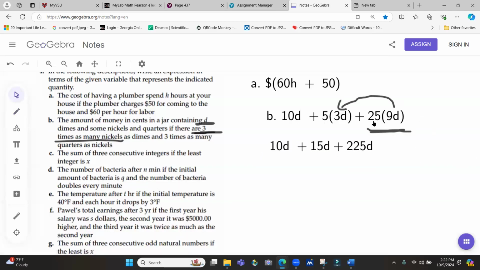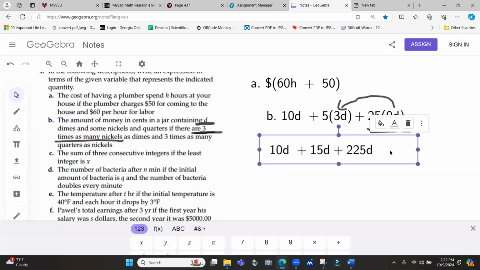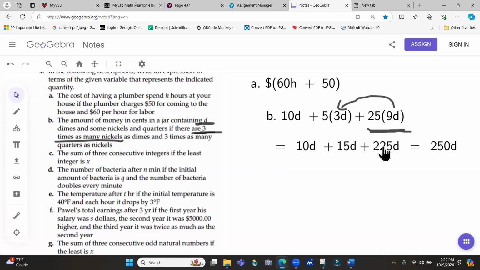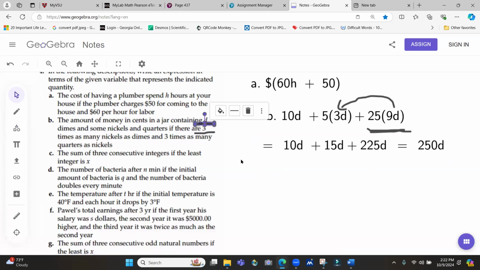If you want to grab a calculator, be my guest. 25 times 9 is 225. 5 times 3 is 15. 10 times D is 10D. 225, and if I'm not mistaken, it's 250D. And yes, they expect us to simplify all of this. I'm going to pause it just a little bit and clear it out for you guys.